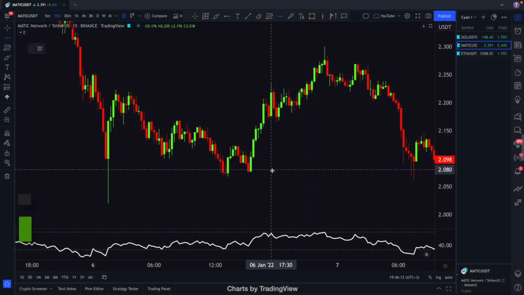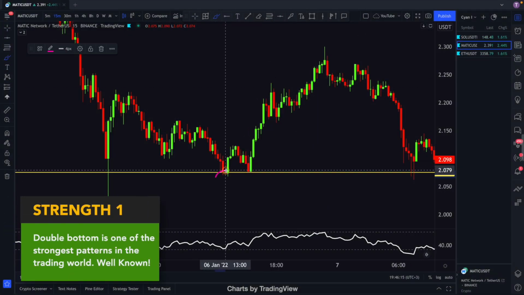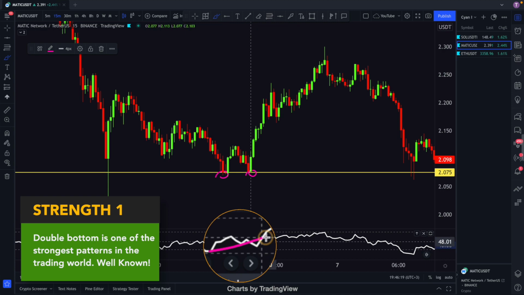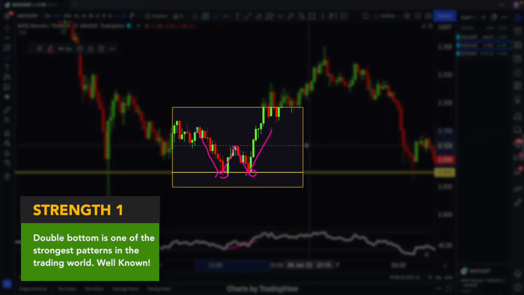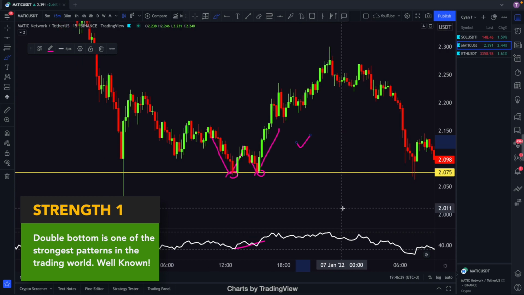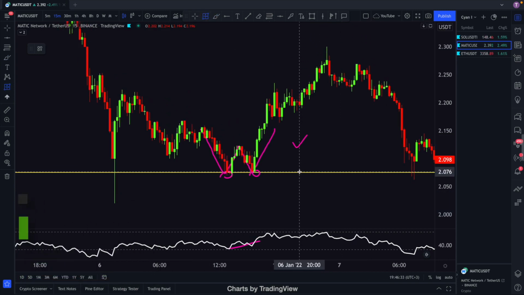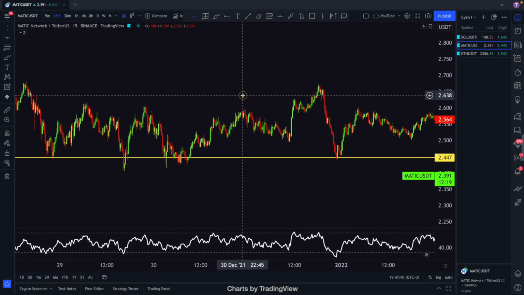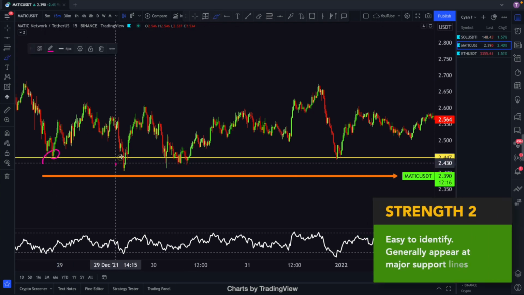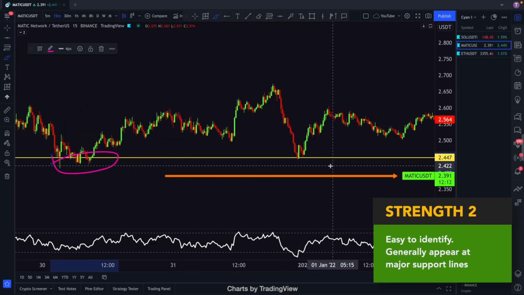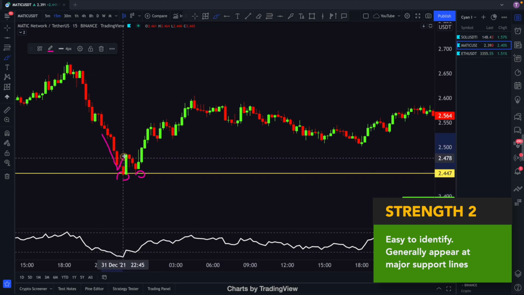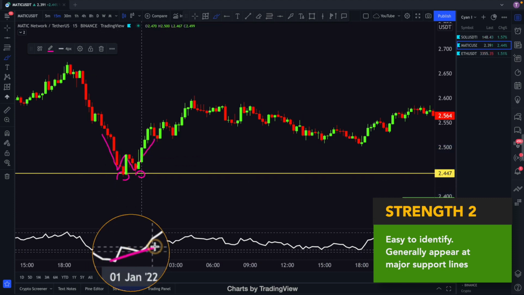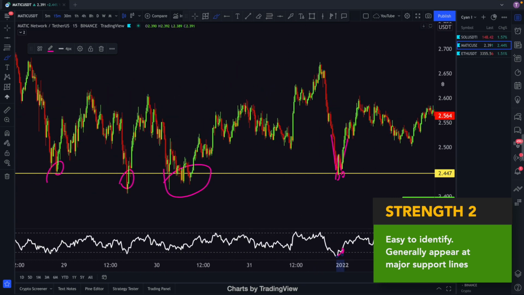Strength of double bottoms. 1. Well, first of all, the double bottom is one of the strongest patterns in the trading world. 99% of traders will recognize it and consider it highly before opening a position. 2. Easy to identify. You can easily identify your double bottoms because they generally appear at major support lines. If you draw support lines on your charts, you will definitely witness too many double bottom examples.